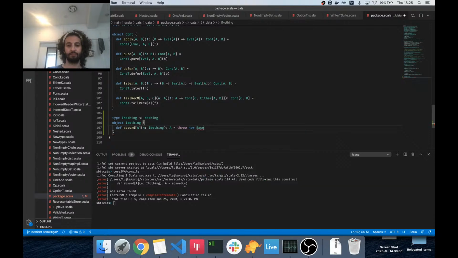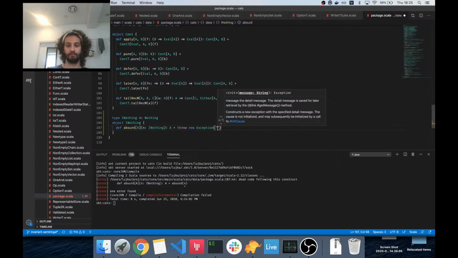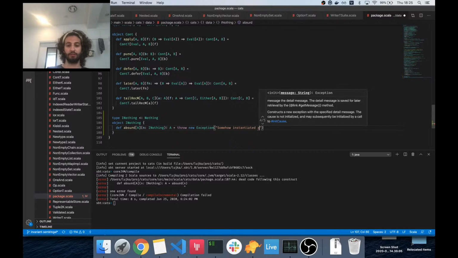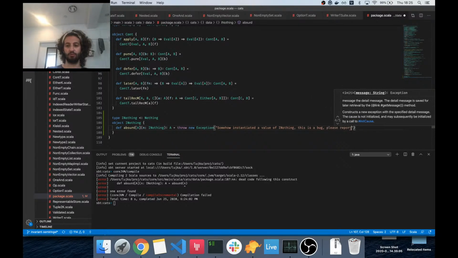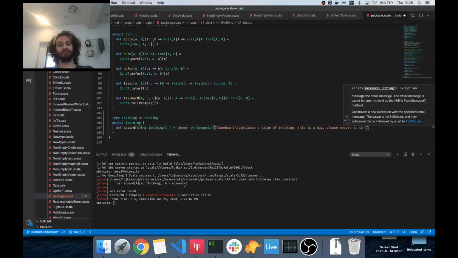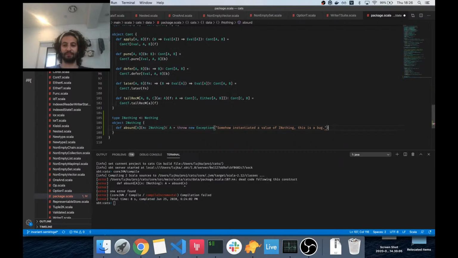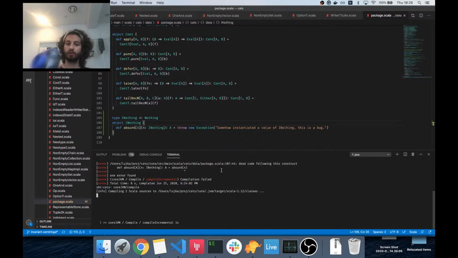Throw a new exception: somehow instantiated a value of I nothing. This is a bug. Please report it to... I don't think, actually, if we ask to report this to Typelevel Cats, that won't really do a lot, because whoever used this or supplied it in their library, I'm just gonna leave it. This is a bug. Okay. Not the prettiest thing, but this is totally safe just because you can't actually call this function. And yeah, so let's compile this again.